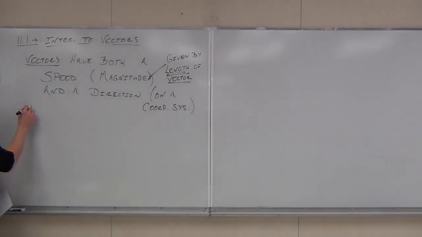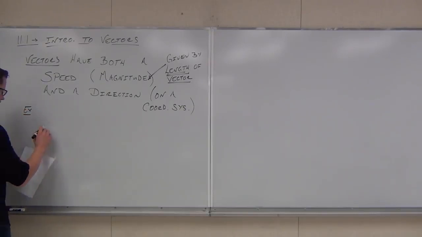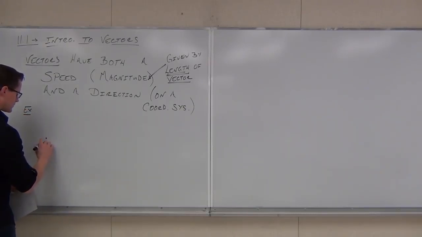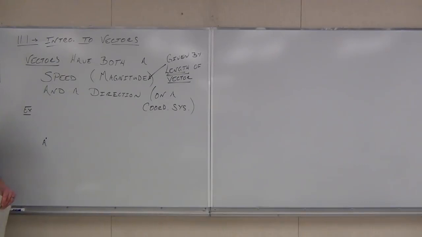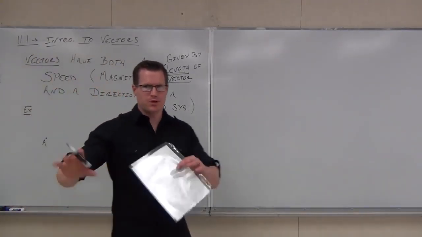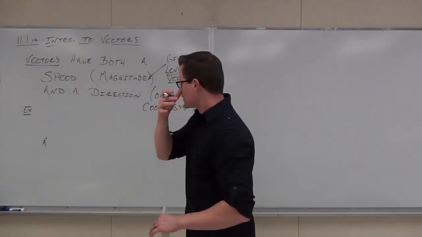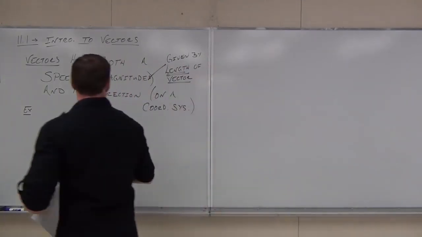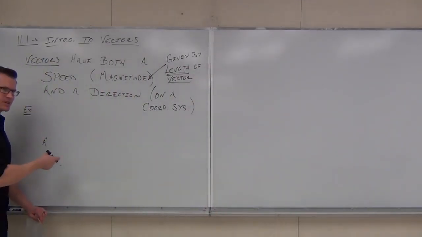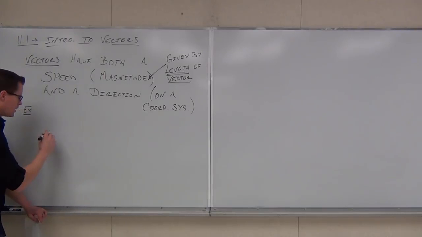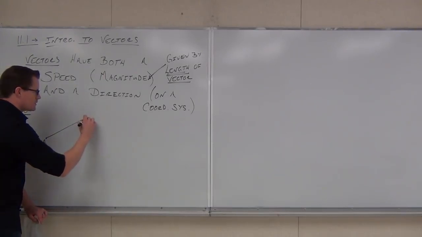Let's do a couple. So suppose we have this, we're on a plane right now, we're 2D still. So suppose we have a point A, and we have this vector, this thing, this car, if you will, this way to travel that takes us from A to B.